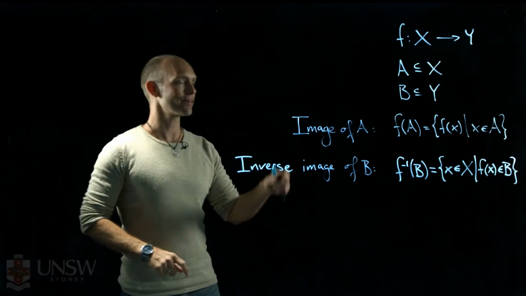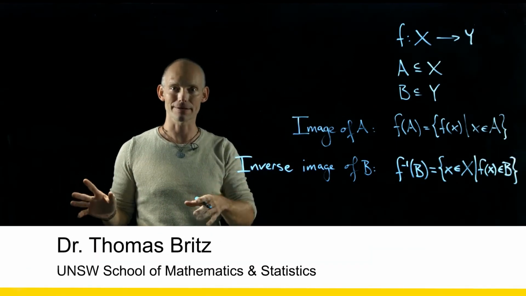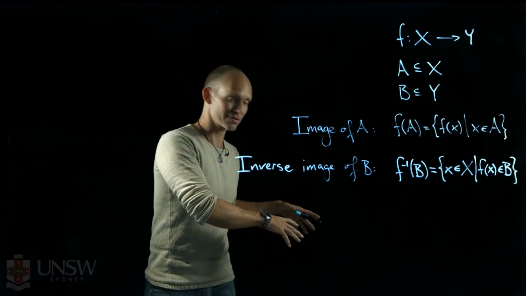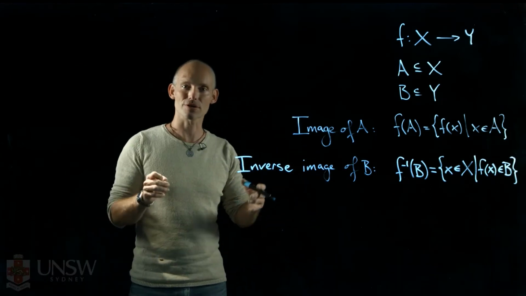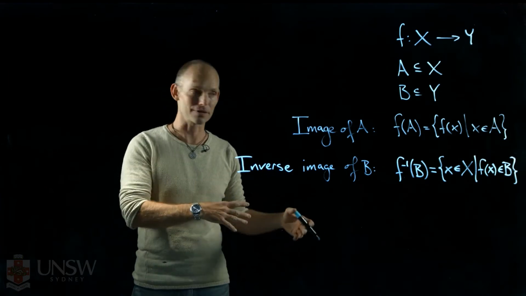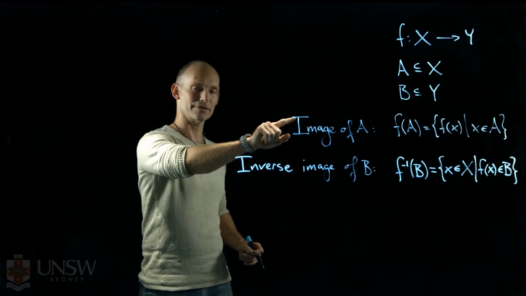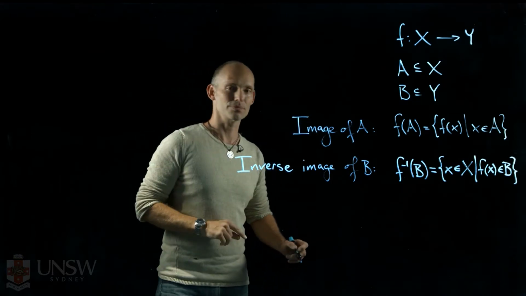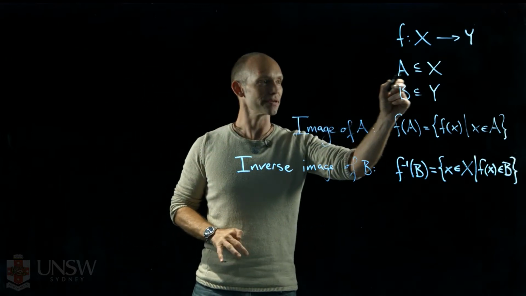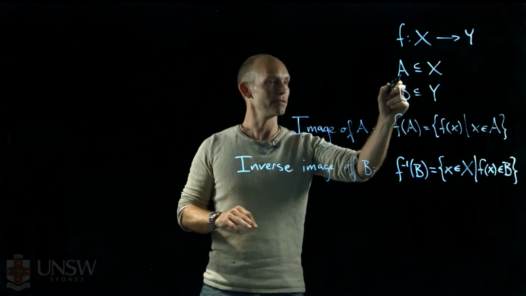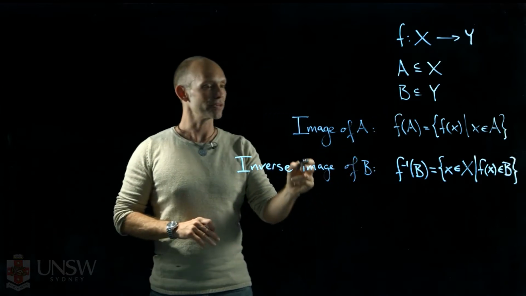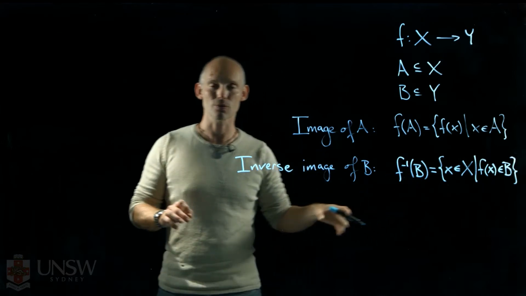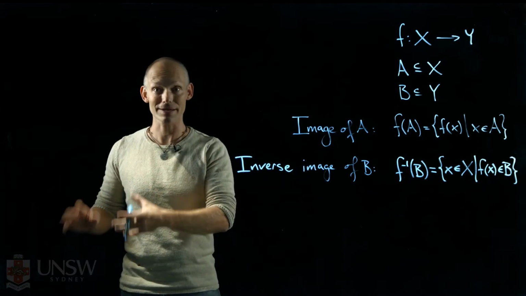Now, if we have a function f with domain x and codomain y, so we're sending elements of x into y, or in other words, assigning the elements of x function values, then we can talk about the images of sets and inverse images of sets. So in particular, if we look at some of the elements of the domain, let's call that A, then we can find the image of A to be all the function values that we get if we apply the function to the elements of A.